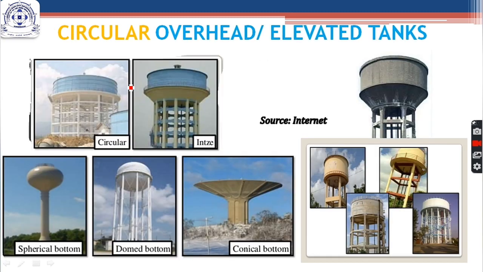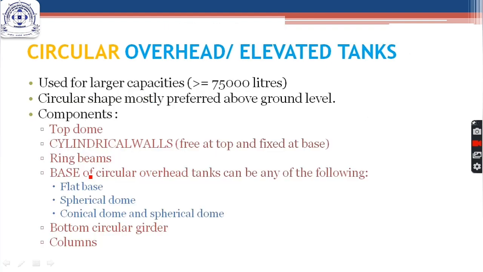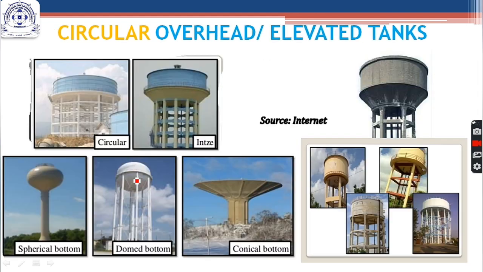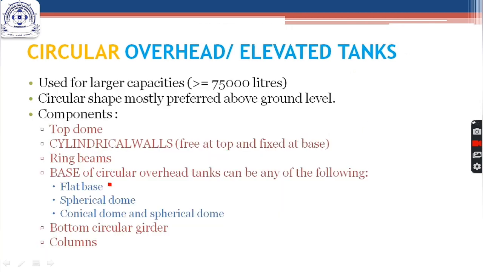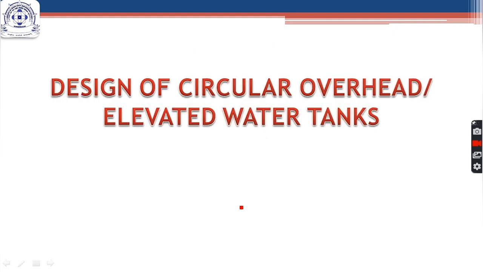Ring beams are generally provided at the junction of the top dome and the wall, and the wall with the bottom dome. Next we have the base of circular tanks. The base of a circular tank can be of different types. For example, here we have a flat base, and here we have a conical base. On the basis of the base, we have different categories of circular tanks, which are circular tanks with flat base, circular tanks with spherical dome, and circular tanks with conical and spherical dome.